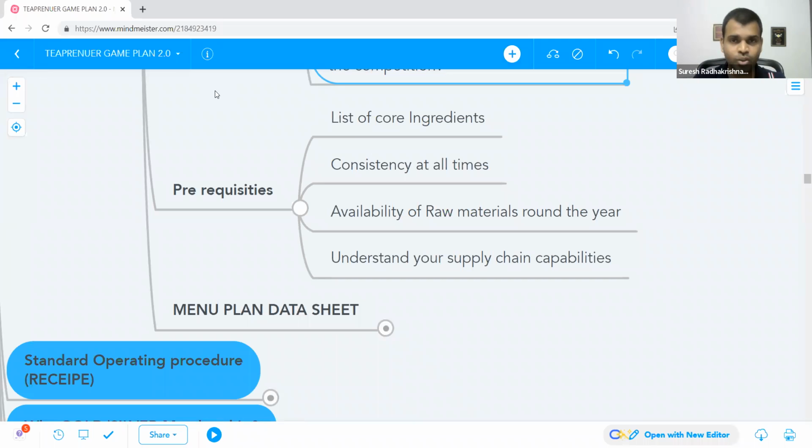Now that you would have written a list of menu items, you need to write the list of core ingredients that are required to make that menu item. Make sure that all the core ingredients are consistent at all times. Example, let me tell you. I told you, right? Karupatti.